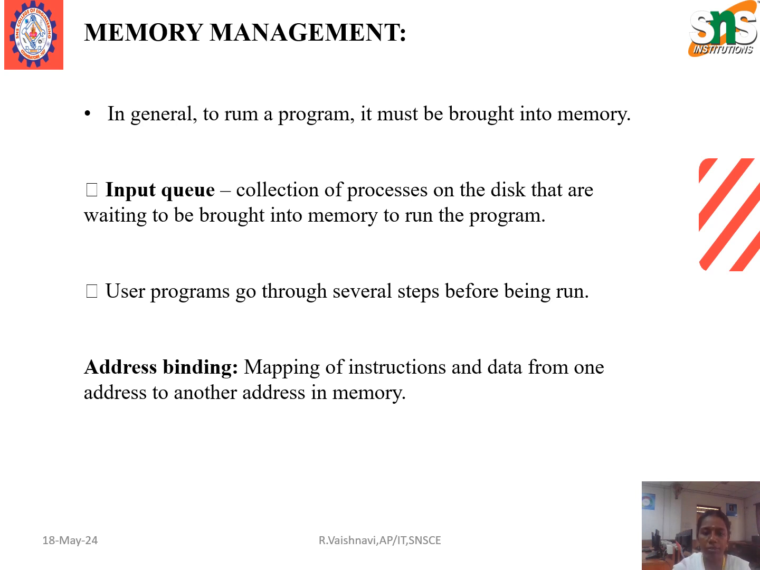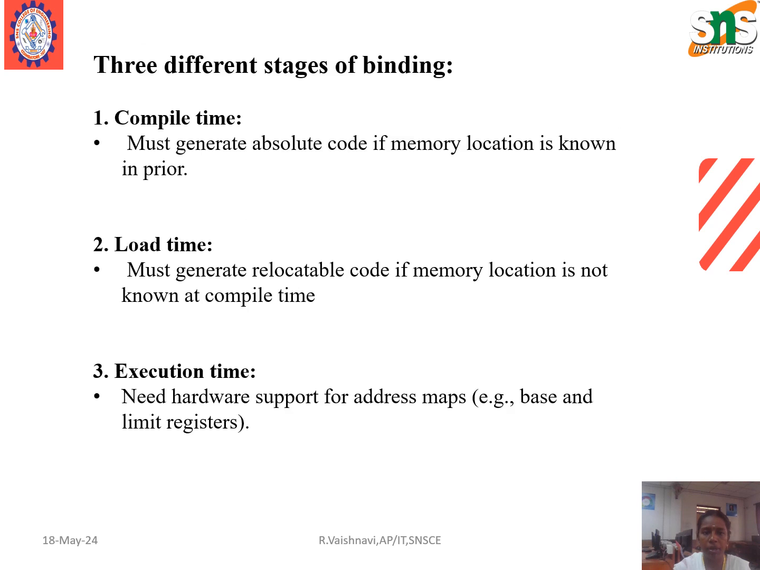Next one is address binding, that is, mapping of instructions and data from one address to another address in memory. Next one, three different stages of binding. First one, compile time. Second one, load time. Third one, execution time. First one, compile time: must generate absolute code if the memory location is known in advance.